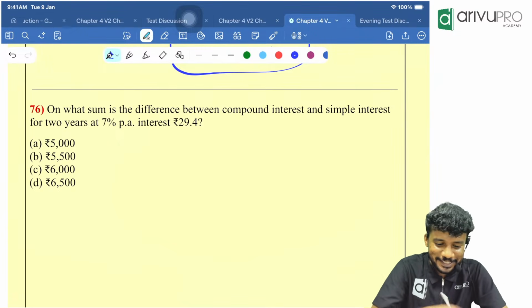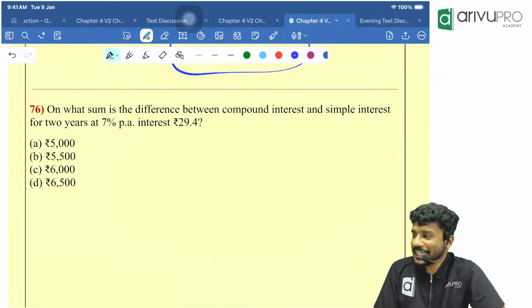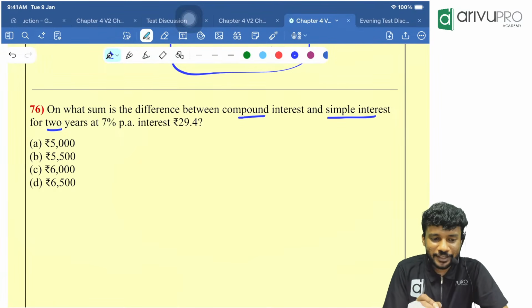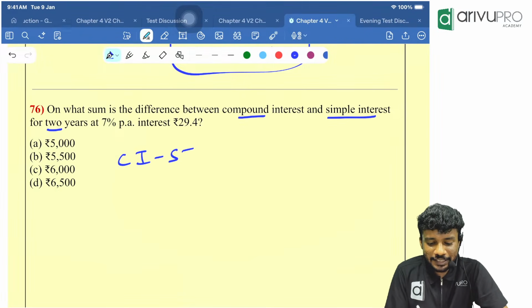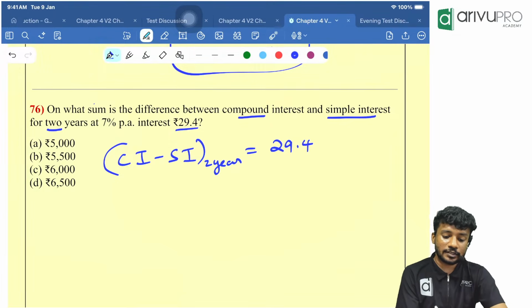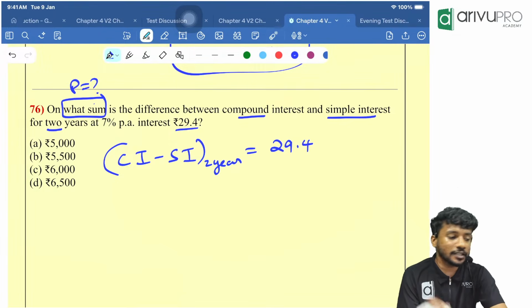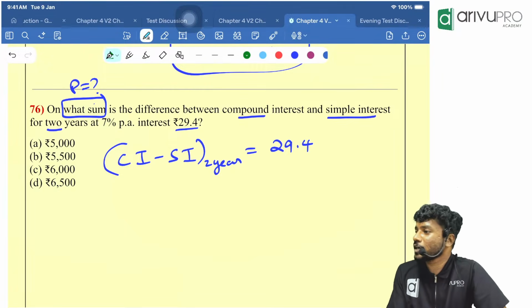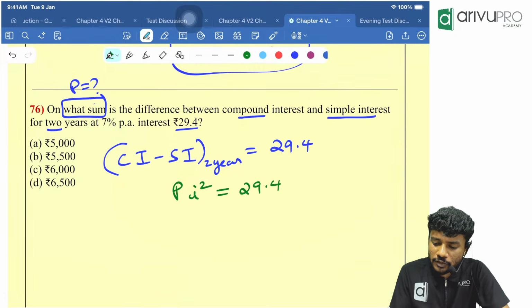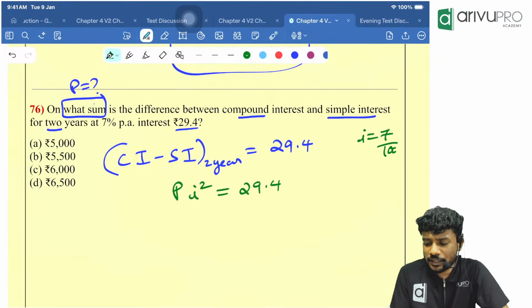Do it. On what sum is the difference between compound interest and simple interest for 2 years? Again, CI minus SI for 2 years is given to be 29.4 as per the question. They are asking on what sum. That means we need to find the principal. Direct question. P into I square is equal to 29.4. I is how much over here, people? 7 divided by 100. How much is it, Angel?